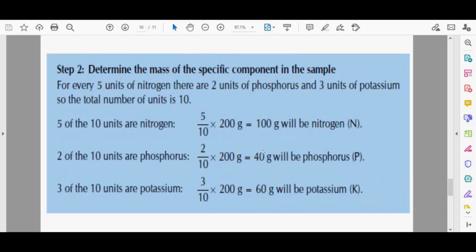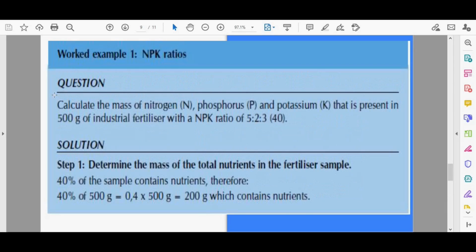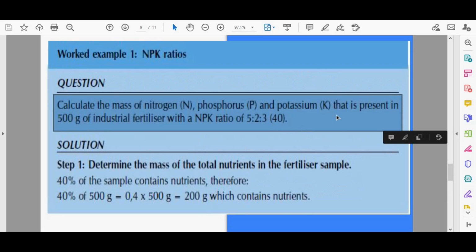potassium. If you add this number up, it all adds up to 200, meaning that our amounts in grams have been calculated correctly. And just by doing that, we have answered the question, which was calculate the mass of nitrogen, phosphorus, and potassium that's present in 500 grams of industrial fertilizer.